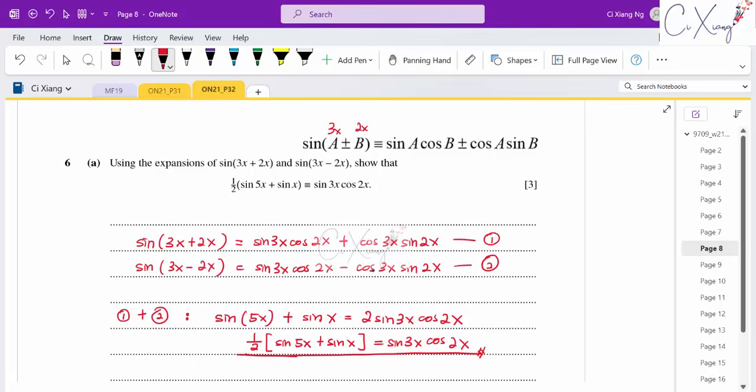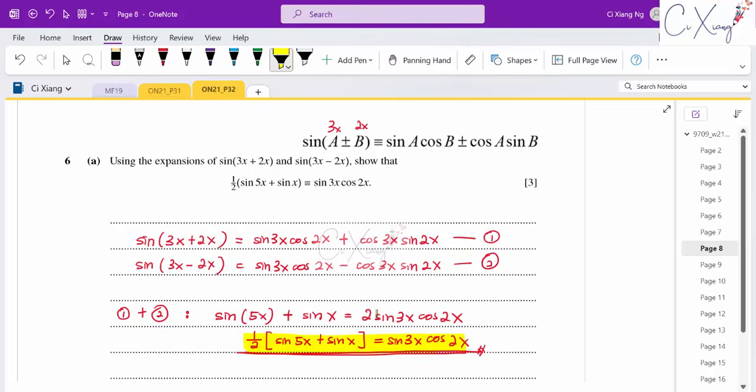Right, so basically this is how we get the equation here. By using the compound angle formula, we have to expand them and then cancel off the unwanted term. Right, so this is how we get the part A answer. Then now let's proceed to part number B.